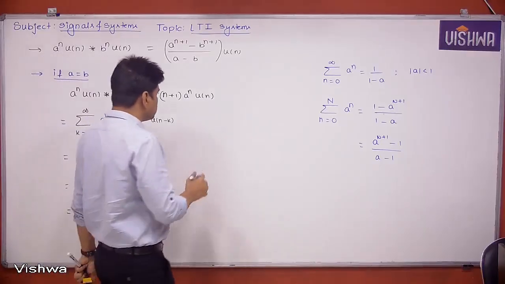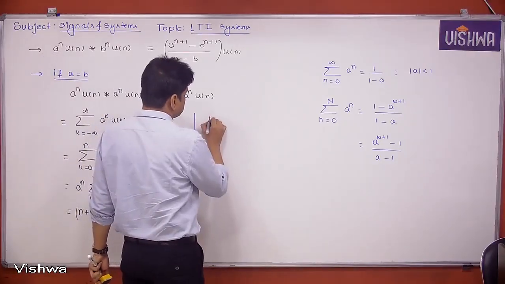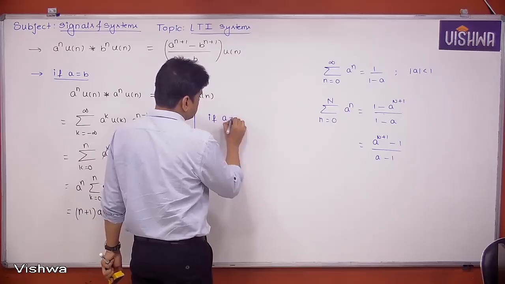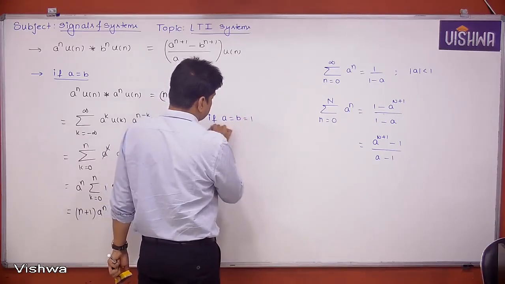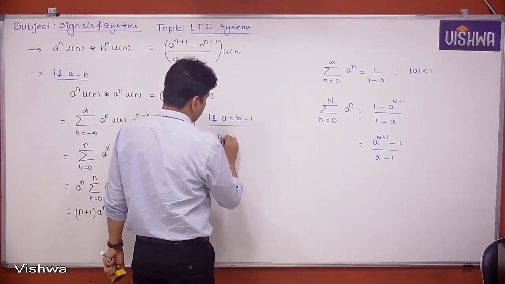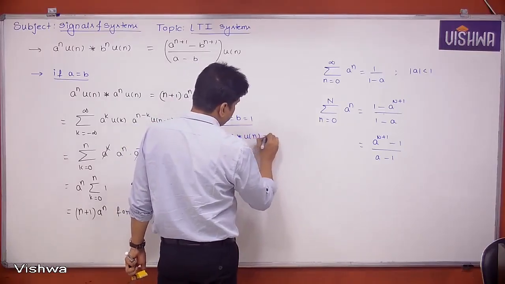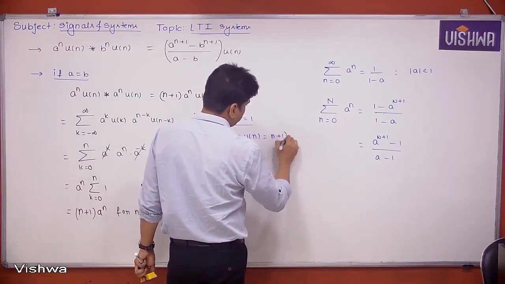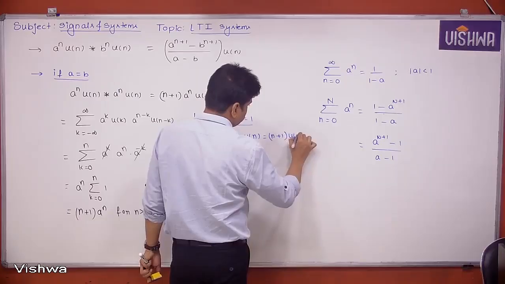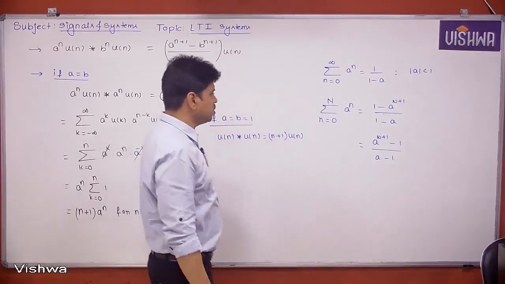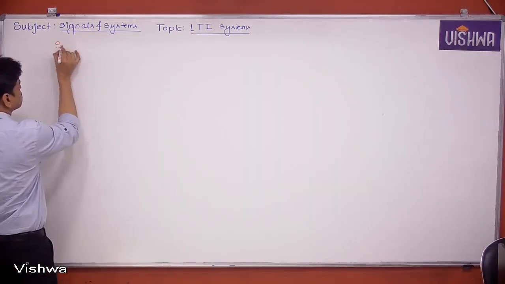What if a is equal to b is equal to 1? If a is equal to b is equal to 1, that means u of n convolution with u of n. We already know this. This is going to be n plus 1 u of n. Take it.